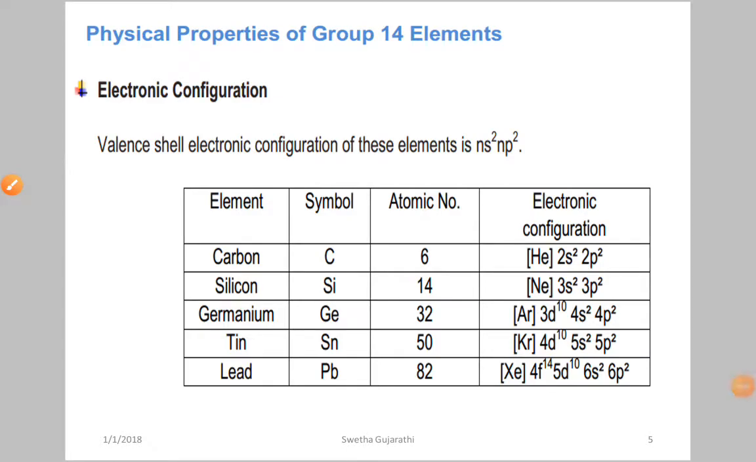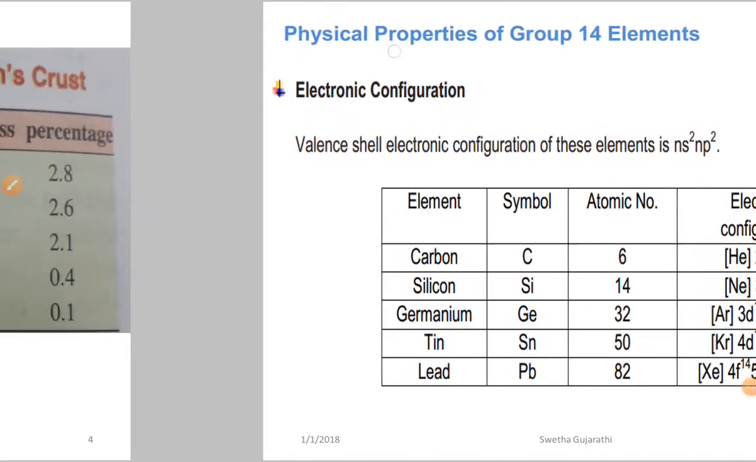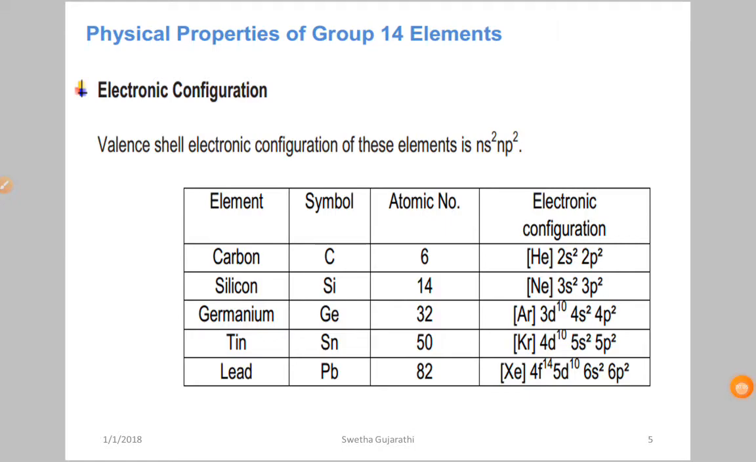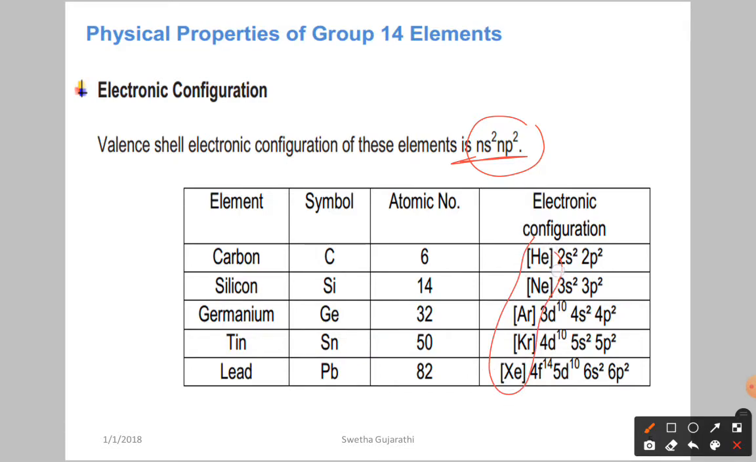Hello students, let us discuss physical properties of group 14 elements. Here first we have the electronic configuration. As you know very well, the valence shell electronic configuration for group 14 elements is ns2 np2, along with the noble gas core.